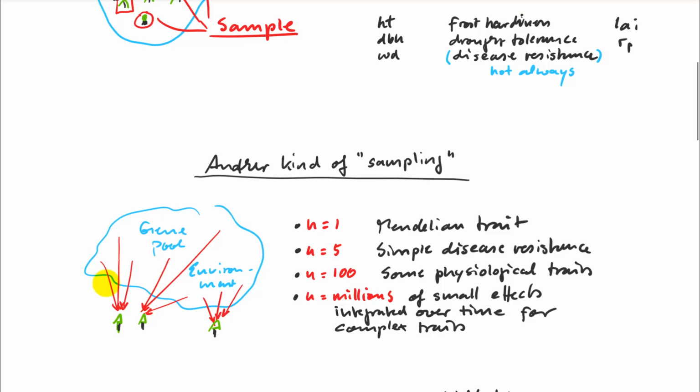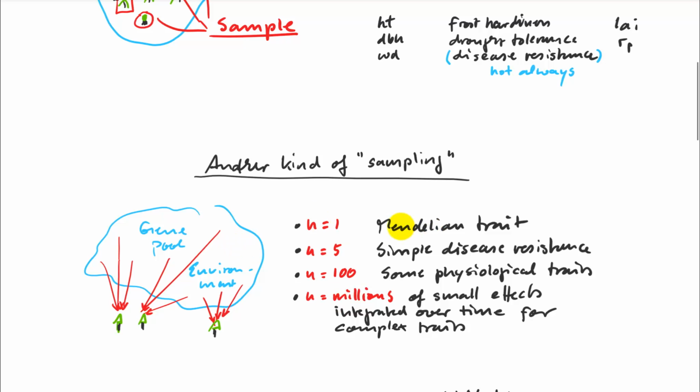As soon as you have a mechanism where you have an integration of many small effects over time, and those represent in a way a sample of the total genes that are out there and the total environmental conditions that are out there, you get those normal distributions. And again, that only works if the sample size is large.